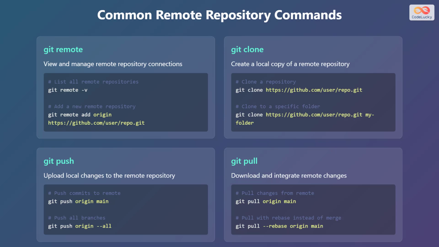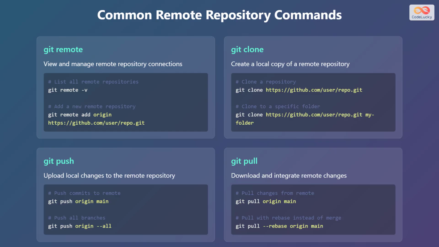Let's explore some common commands that are used while working with remote repositories. The first command is git remote. This command lets you view and manage remote repository connections. By typing git remote -v, you can list all the remote repositories. To add a new remote repository, use the command git remote add origin, followed by the remote repository's address.